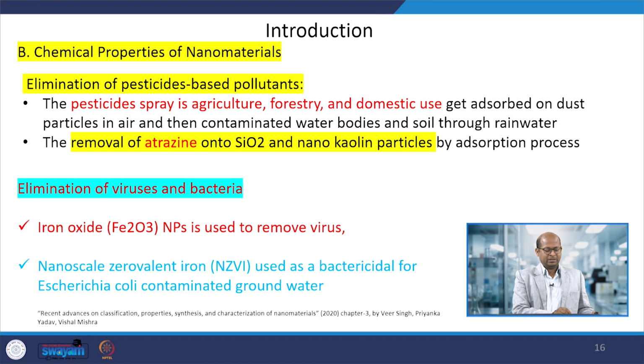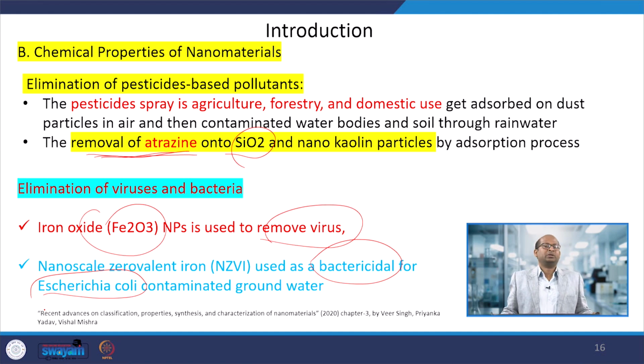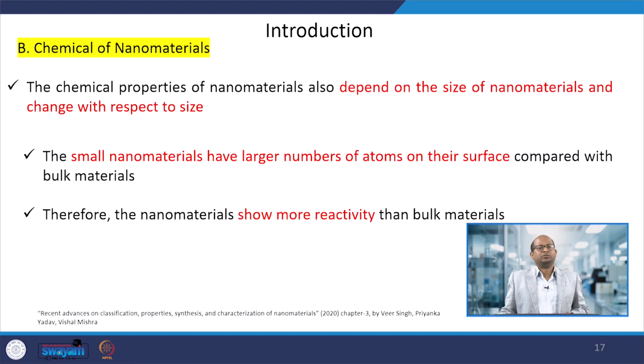Now I just want to show one or two examples. It has been observed that if you want to remove atrazines, which are pesticides sprayed in agriculture, forests or for domestic use, we can use SiO2 nanoparticles to remove those pesticides very easily. Even iron oxide nanoparticles can be used for wastewater treatment, where many viruses, bacteria or other components are present. Using these nanoparticles, we can easily remove those components. That particular nanoparticle has a chemical property that helps to separate out or kill those viruses or bacteria from the wastewater, groundwater or drinking water. If they are present in a small amount, we can easily separate out or reduce those components present in the water.